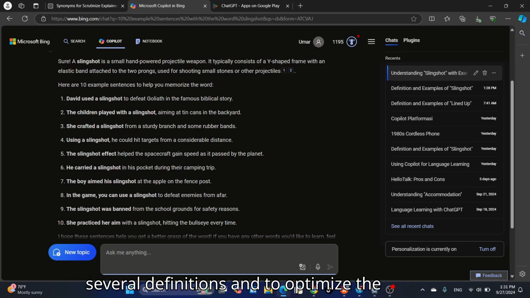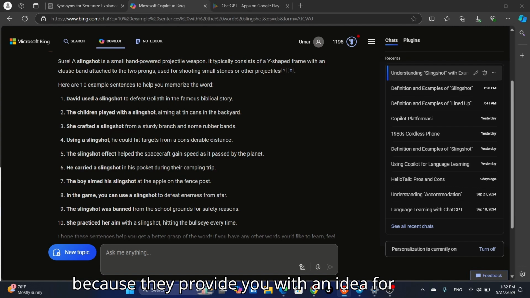It's got several definitions, and to optimize the way you learn vocabulary and grammatical structures at the same time, if you want to be faster in your language learning journey, then you have to make sentences. These sentences that you ask from Copilot are going to help you a lot with making your own original random sentences because they provide you with an idea for generating sentences in your mind and speaking them out. You can make sentences based on the sentences it's provided.